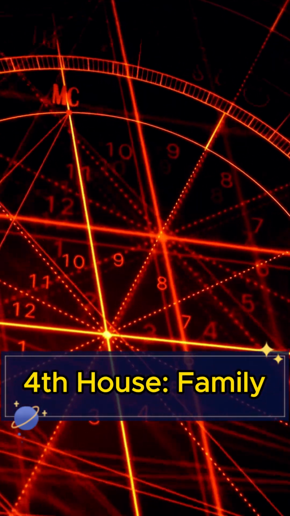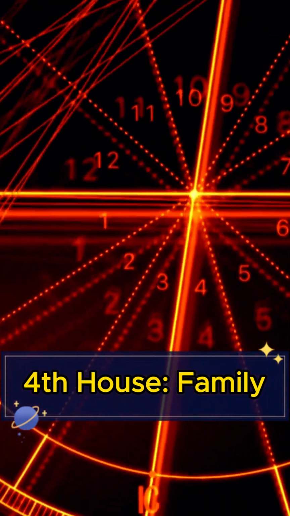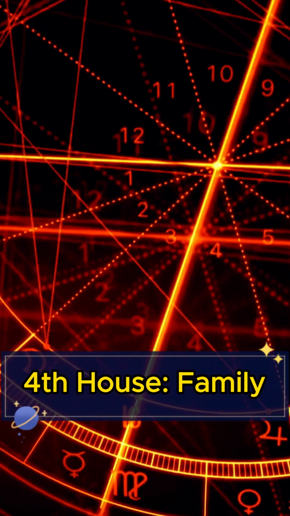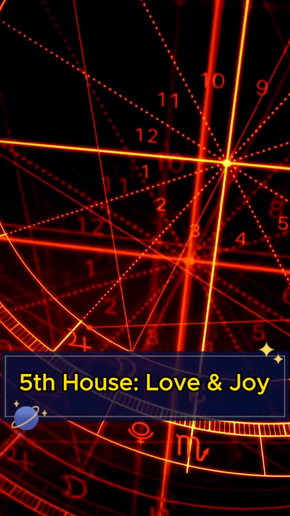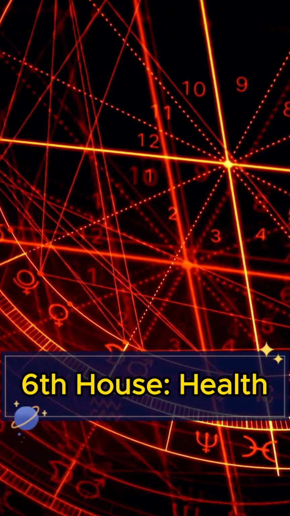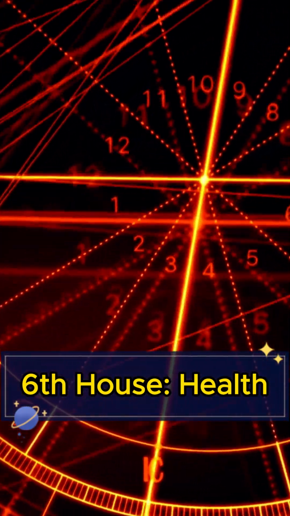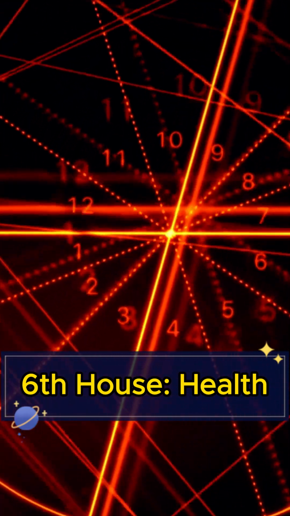The fourth house relates to family, home, deep emotions, and the foundation of the soul. The fifth house is about joy, creativity, love, and children. The sixth house represents daily work, health, and service to others.